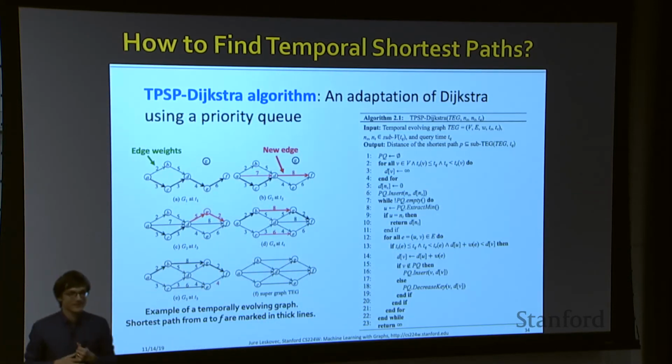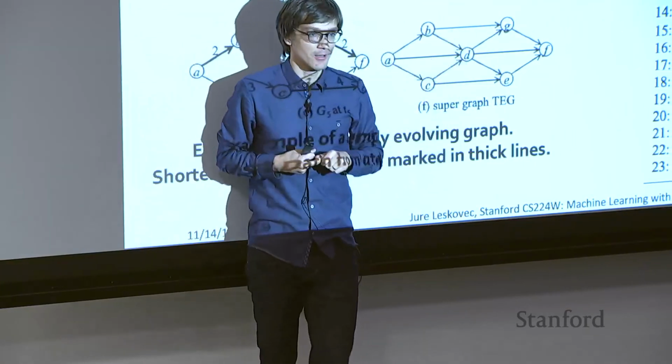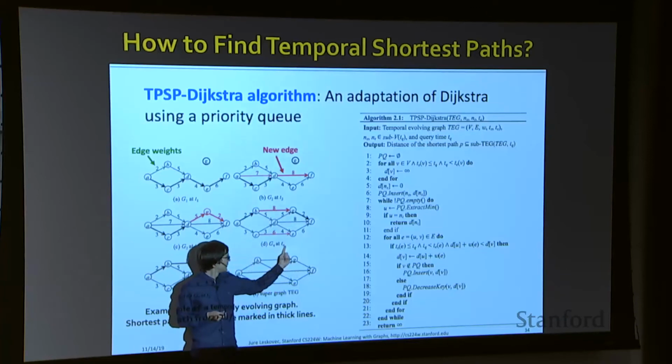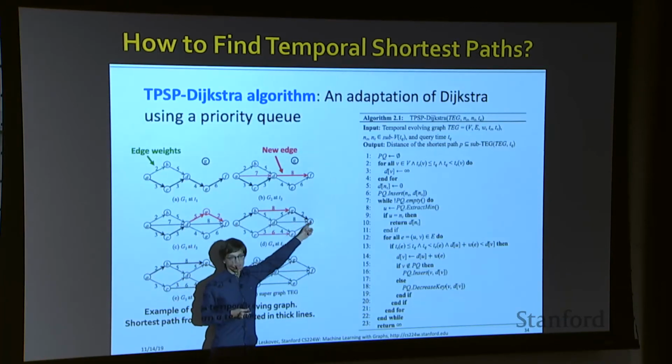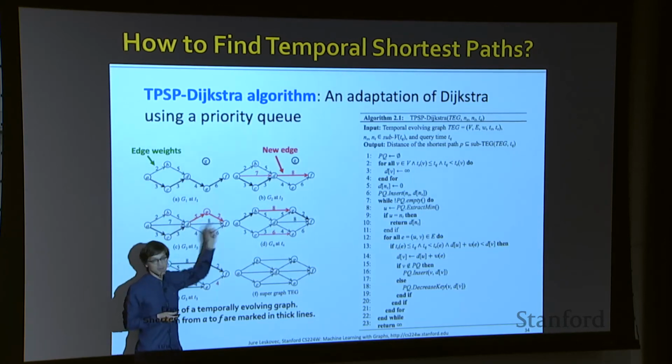Yes? The query time is a point, it's not an interval. So running this with t equals 4, that's the path I get. Running this at t equals 3, this will be the path I get.